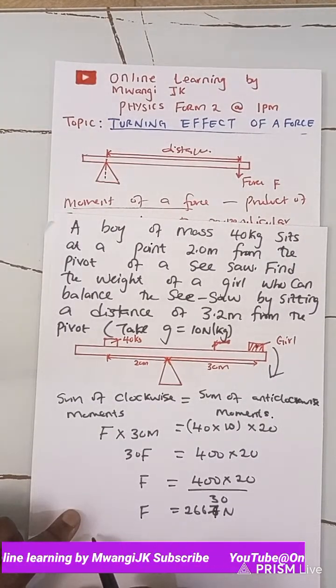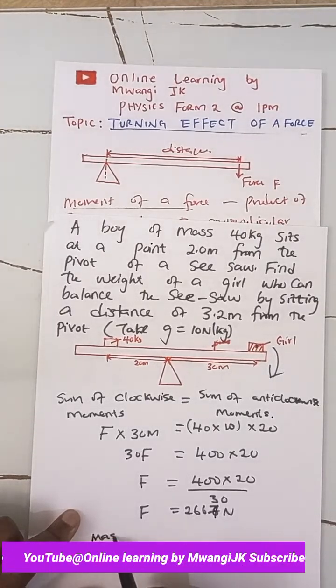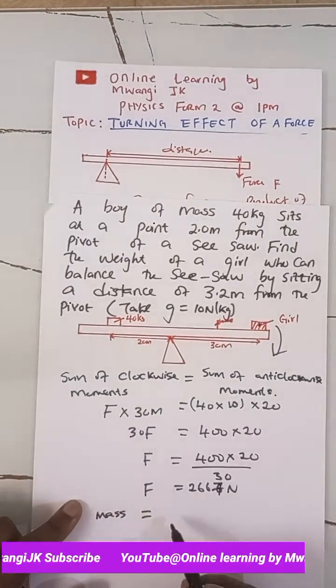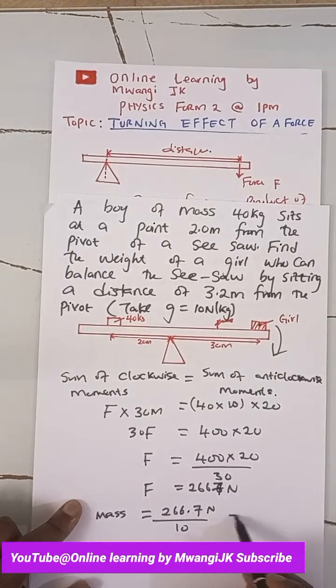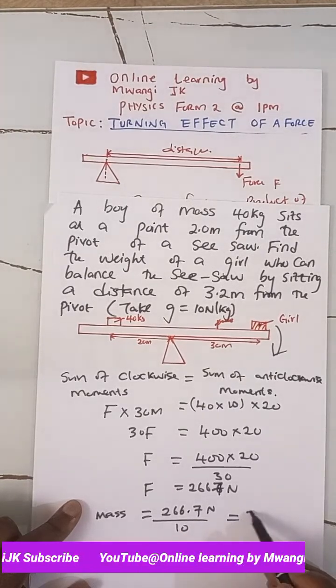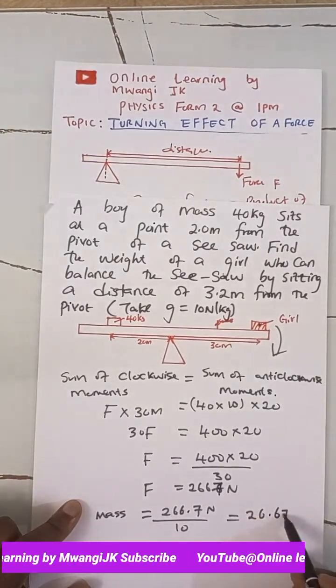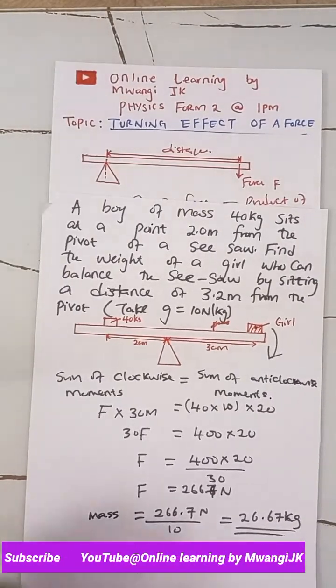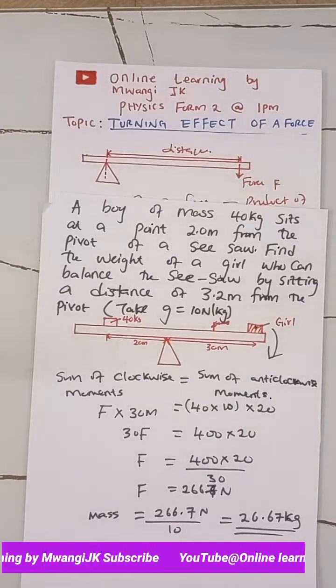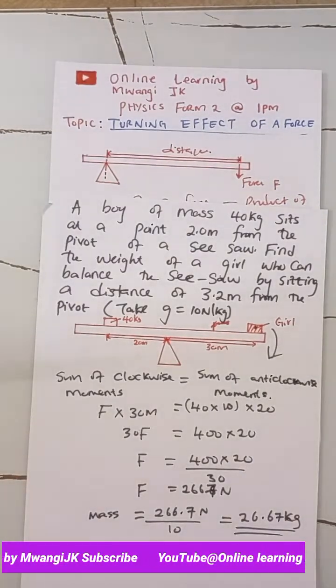So for the girl's mass, we are going to divide this by 10. We divide by 10 and we find that the girl's mass is 26.67 kilogram. So that marks the end of that brief about the topic. So maybe we can talk about some other things in the same topic.